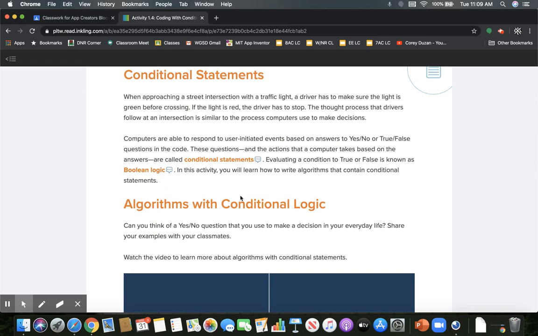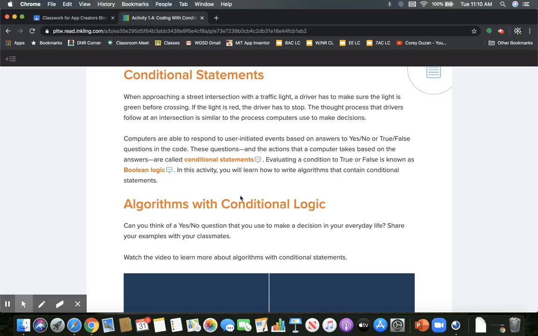When approaching a street intersection with a traffic light, a driver has to make sure the light is green before crossing. So if it's red, the driver has to stop. If it's yellow, they have to go real fast to get ahead of it. Just kidding. The thought process that drivers follow in an intersection is very similar to the process computers use to make decisions. Remember, we make flowcharts because the computers can't think for themselves.